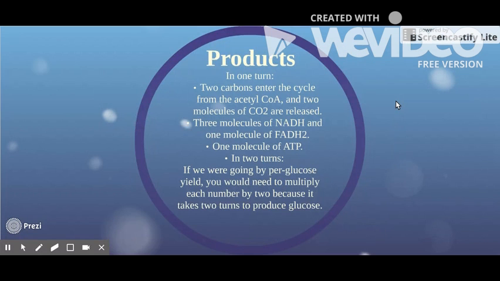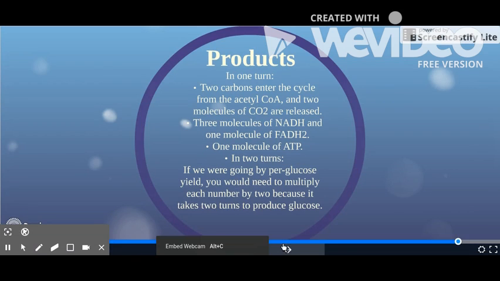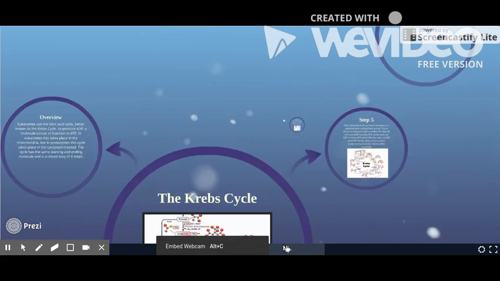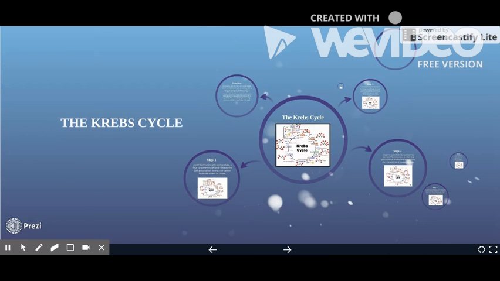In one turn of the Krebs cycle, 2 molecules of CO2 are released, and 3 molecules of NADH, 1 molecule of FADH2, and 1 molecule of ATP are produced. And that's the Krebs cycle! 3 minutes, maybe.